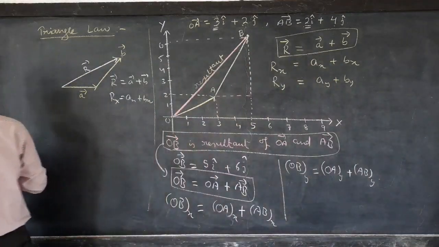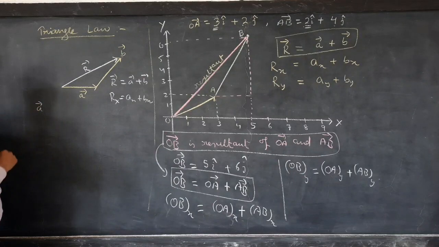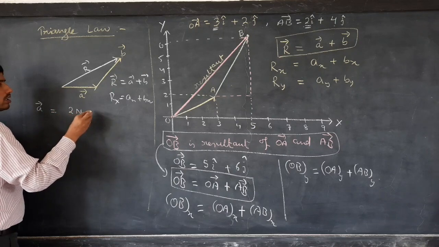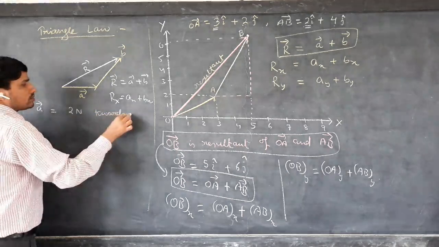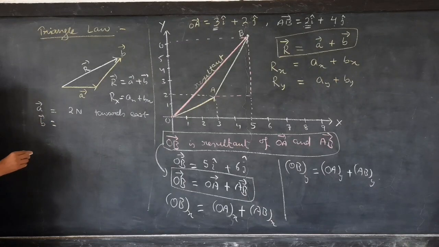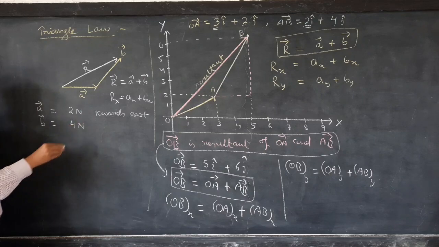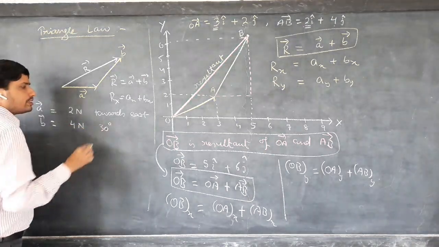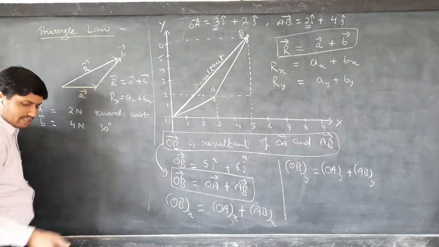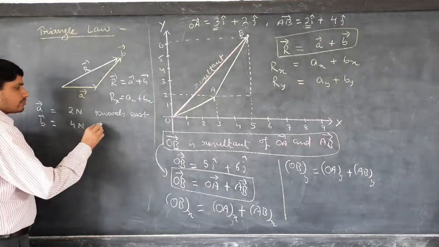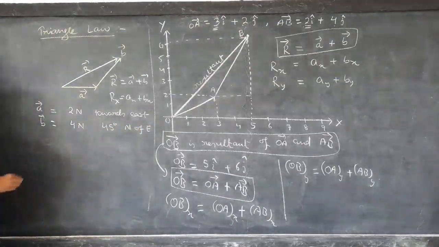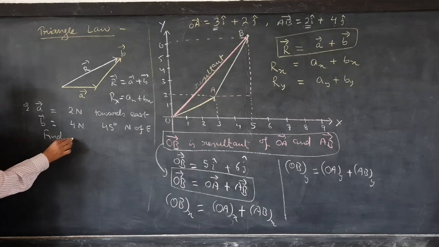Now let us consider two vectors. Suppose A vector is a force of 2 Newton towards east, and B vector is a force of say 4 Newton at an angle of, or let me make it 45 degrees north of east. This is a question. Find the resultant.